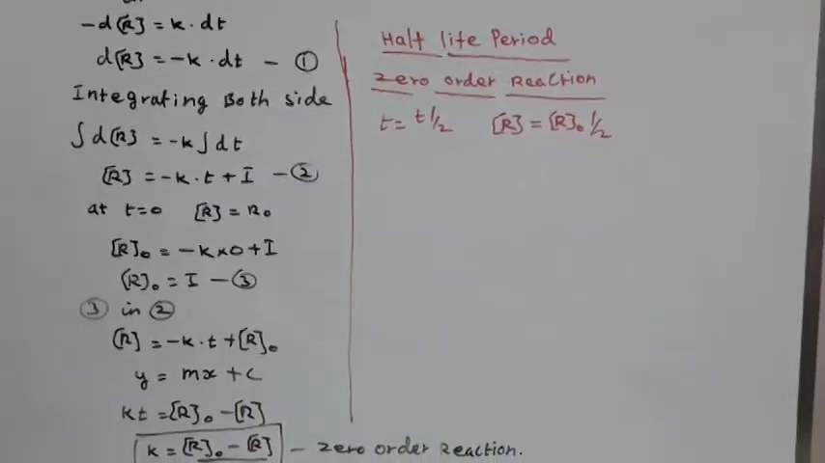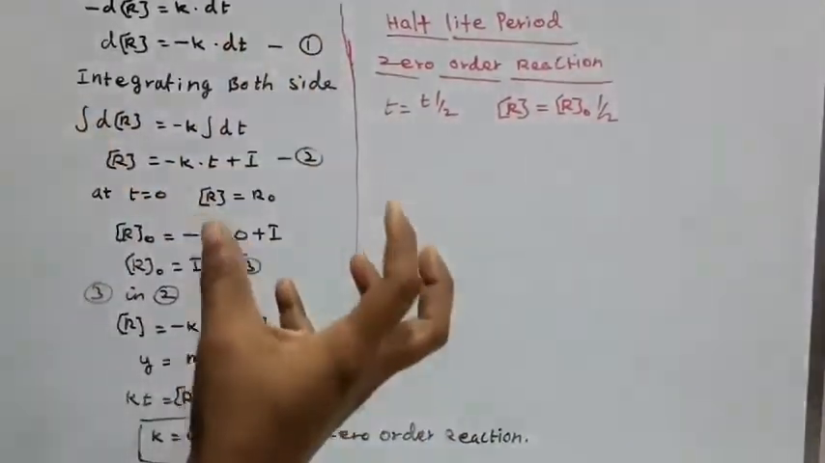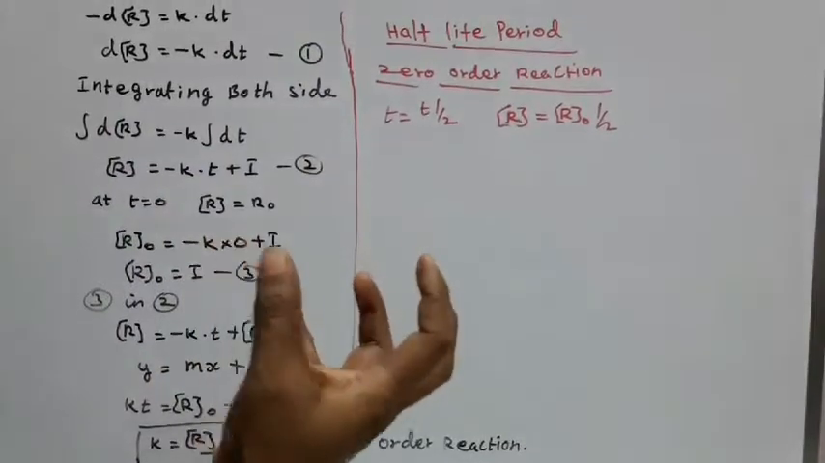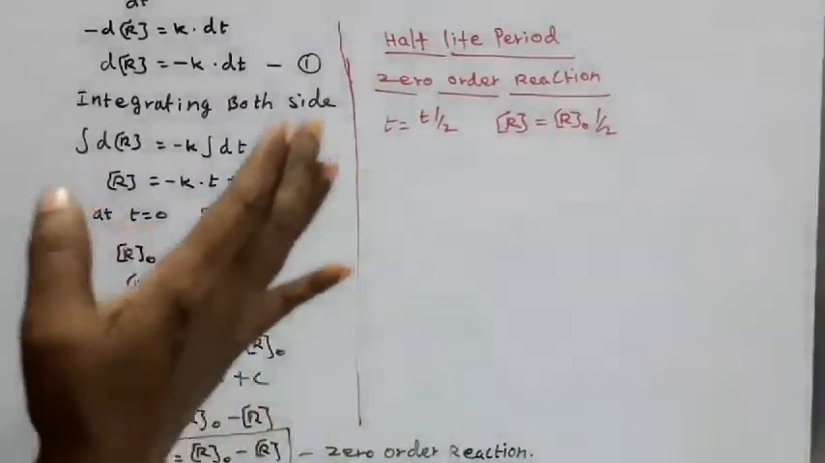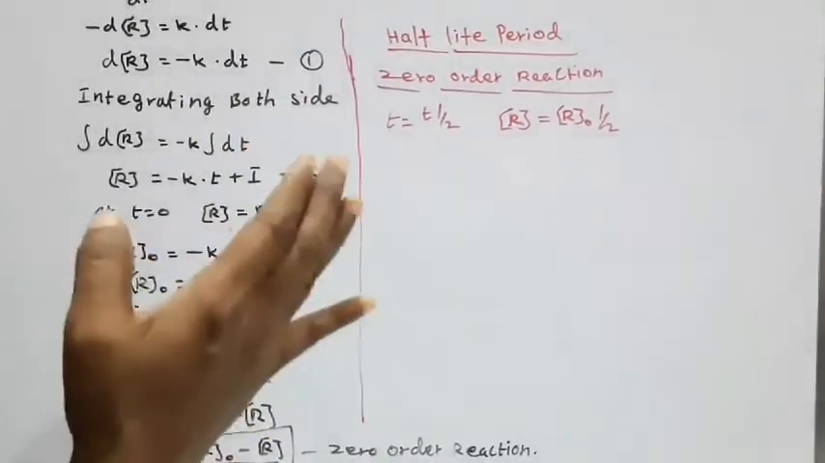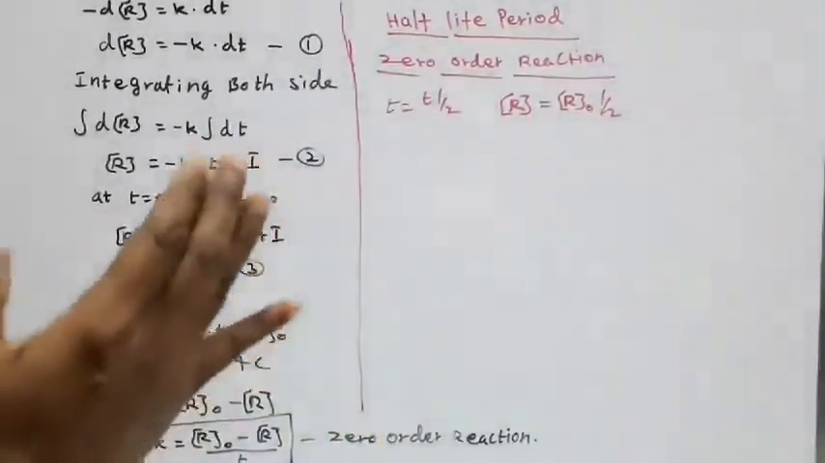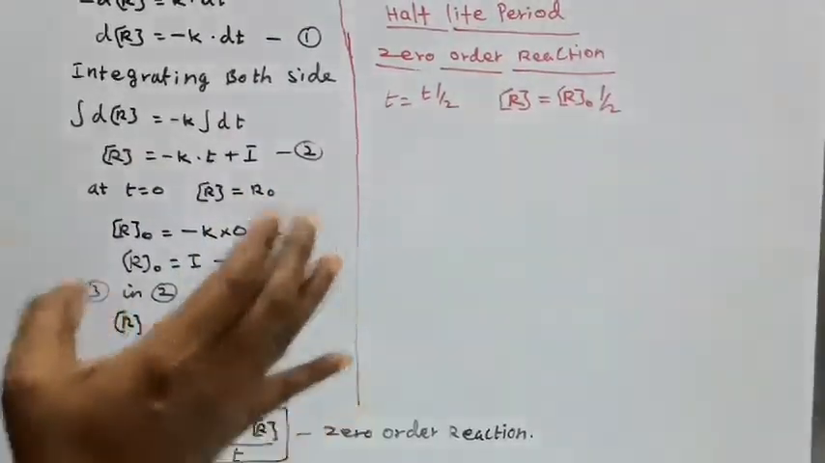T half is the time taken for the initial amount to reduce by half. That is called the half of the initial concentration, and that is called t half.